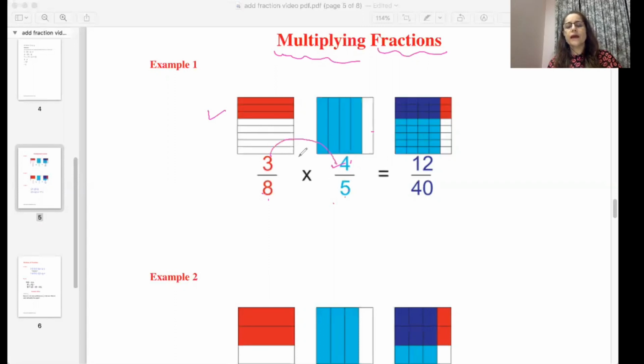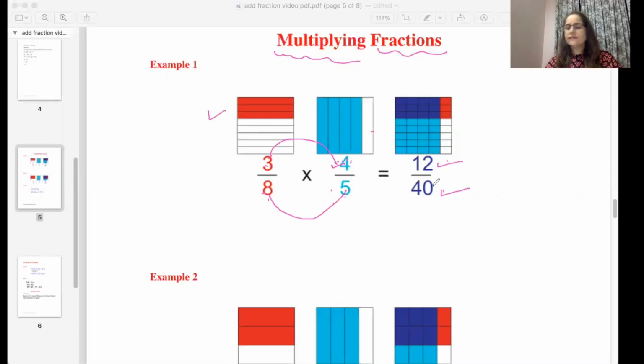Simply multiply the numerators and simply multiply the denominators. So if we are multiplying the numerators, 3 into 4, we will get 12. And 8 into 5 is equal to 40. So the numerators are multiplied and the denominators are multiplied: 3 into 4 is 12, 8 into 5 is 40.